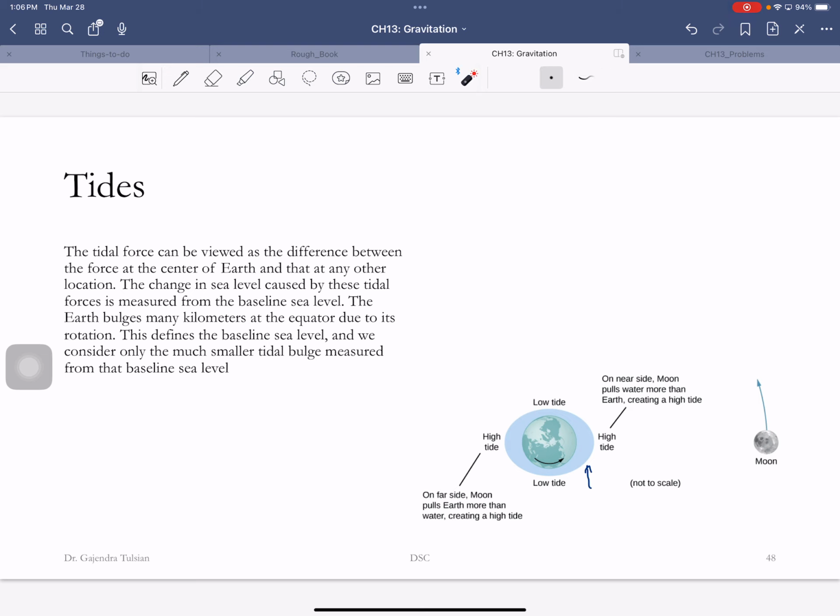So Earth bulges; this defines the baseline sea level, and we consider only the much smaller tidal bulge measured from the baseline sea level. All right, so now let me state the following. If the Earth were a point object, you wouldn't have tides. You have to have an extended object to have tides. Okay? So now let's do the following.